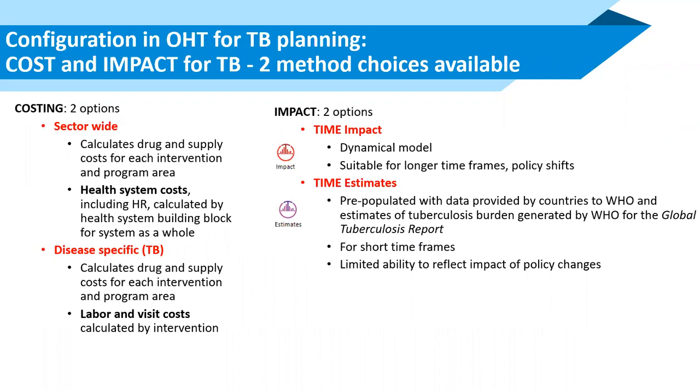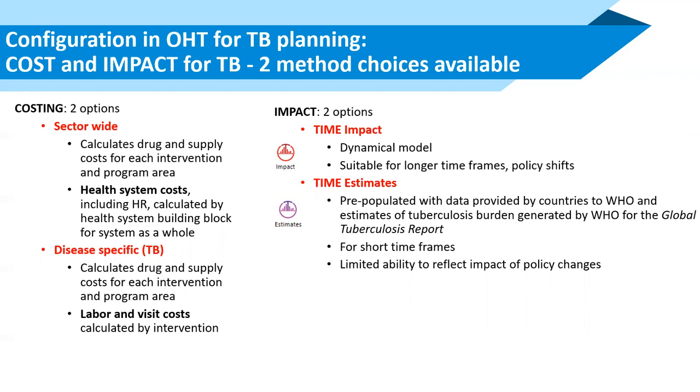There are two areas in which you need to think about your configuration in the OneHealth tool for TB planning. The first is around costing. Your first option there is sector-wide costing, which is what we discussed in the first session, where you would calculate drug and supply costs for each intervention and program area. But health system costs, including human resources and infrastructure, are calculated by the health system building block for the system as a whole.